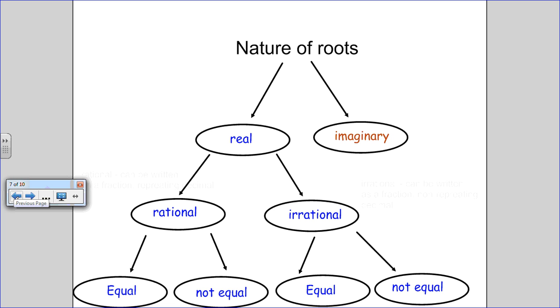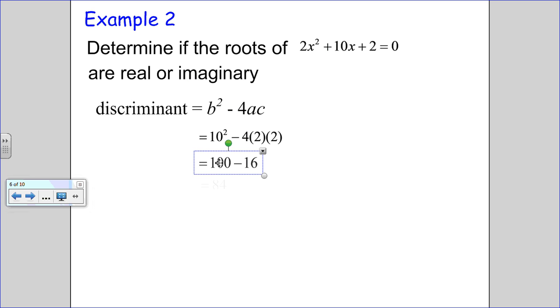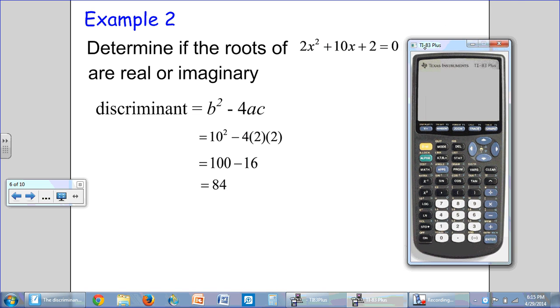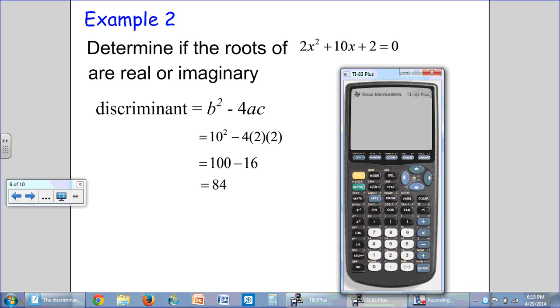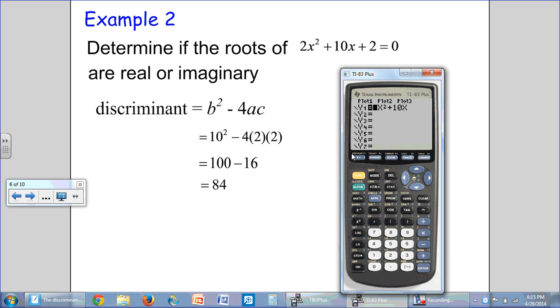And you know, why don't I just actually, let me go back to the previous slide. Let me pull that up again. Let's look at the graph of this on the graphing calculator. Let's look at the graph so you could see it for yourself. Type in 2x squared plus 10x plus 2.